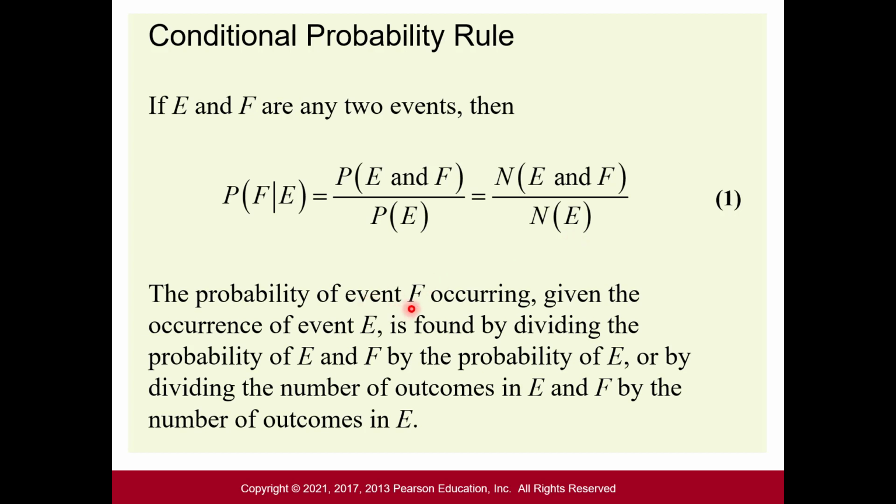So the probability of event F occurring, given that the occurrence of E already happened, is found by dividing the probability of E and F by the probability of E, which is exactly what we had right here, or by dividing the number of outcomes of E and F, which is what we had here, by the number of outcomes of E.